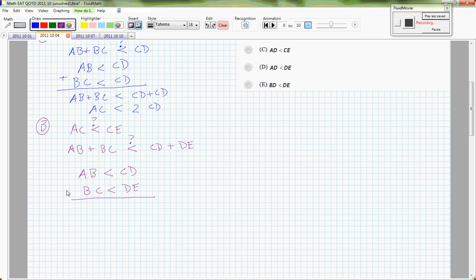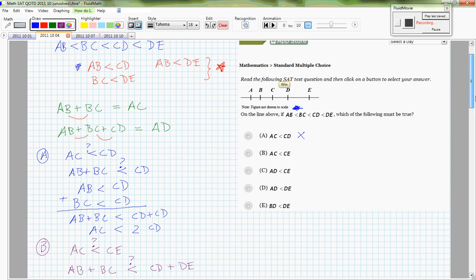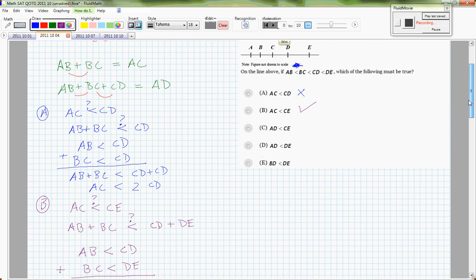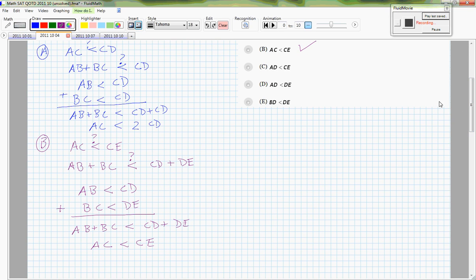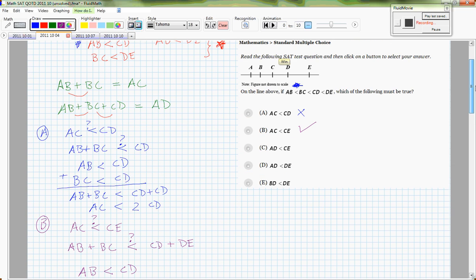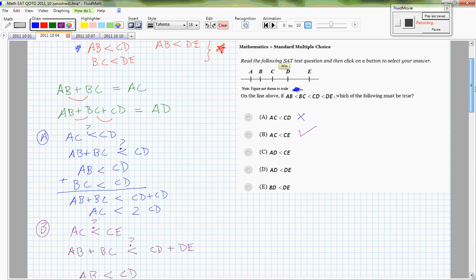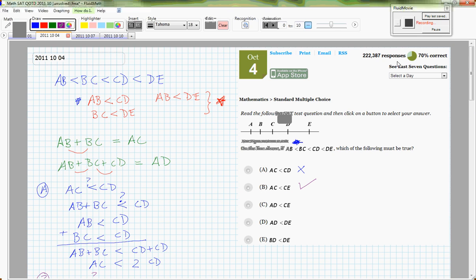So when I take these two and add them, I'm going to get that AB plus BC is indeed less than CD plus DE. So AC is less than CE. AC is less than CE looks like a true statement. Let's keep working through these other choices just to be sure. You wouldn't do this on the test if you had limited time. And notice that 70% of people looking at this question got it right, so it's a pretty high probability.